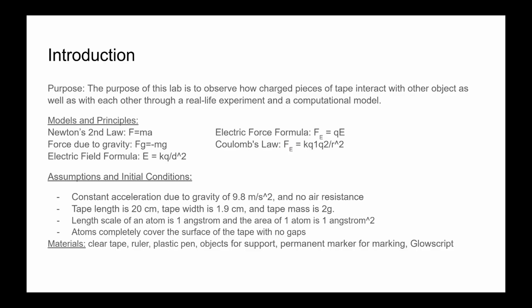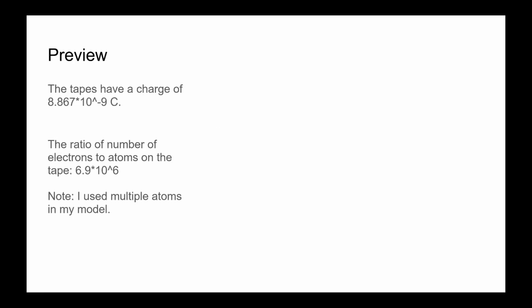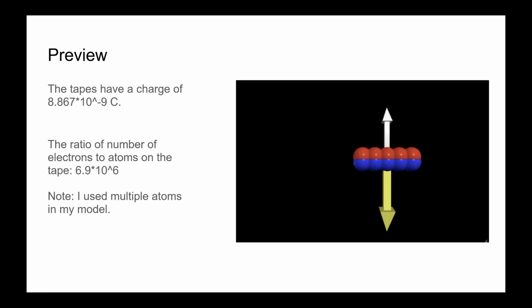The materials were clear tape, a ruler, a plastic pen, objects for support, which were 2 books, a permanent marker for marking, and GlowScript. So here's a preview of the results. The tapes had a charge of 8.867 times 10 to the negative 9th coulombs. The ratio of number of electrons to atoms on the tape was 6.9 times 10 to the 6th. And as a note, I used multiple atoms in my model for the line charge.